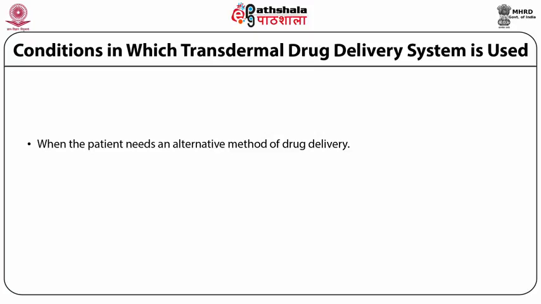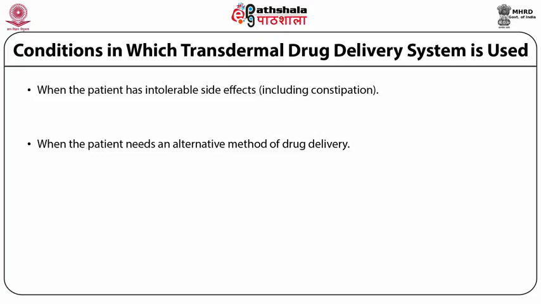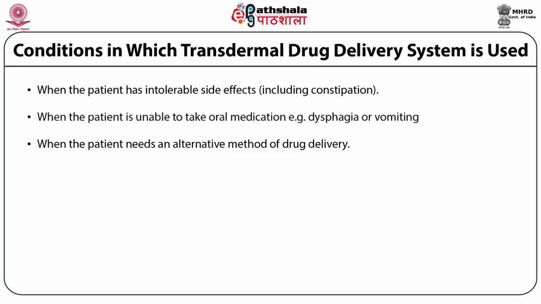The first category where the patient usually can go for transdermal drug delivery is when the patient has intolerable side effects because of the oral medications, which might include constipation. It can be very well used when the patient is unable to take oral medication and maybe suffers from dysphagia or vomiting. It is indicated when a patient actually needs an alternative method of drug delivery because of some very cogent specific reasons.